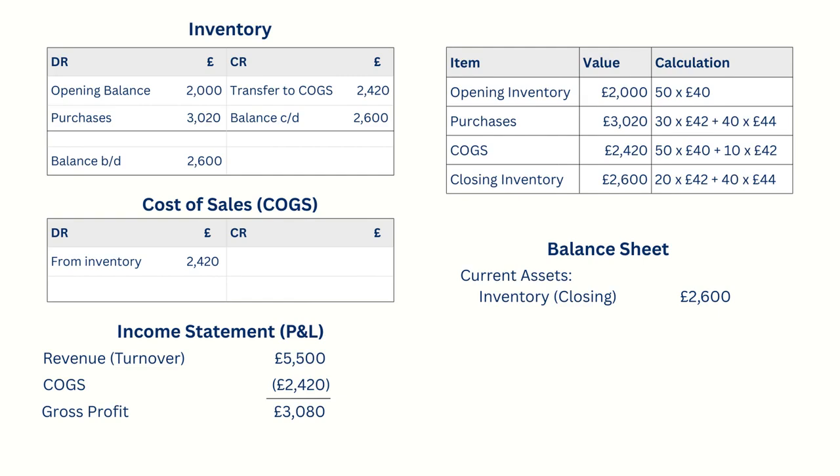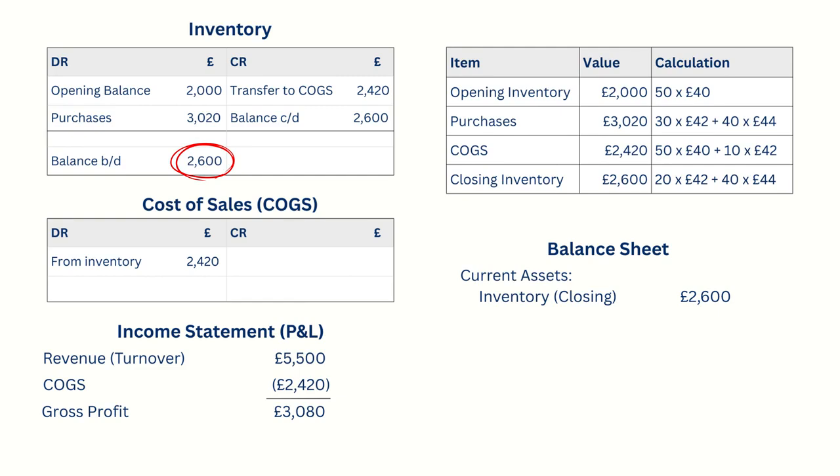At the end of the period, we transfer the cost of the units sold, £2,420, out of inventory and into the cost of sales account. This reduces the inventory balance. What remains is the closing balance of £2,600, which will appear in the balance sheet as a current asset.